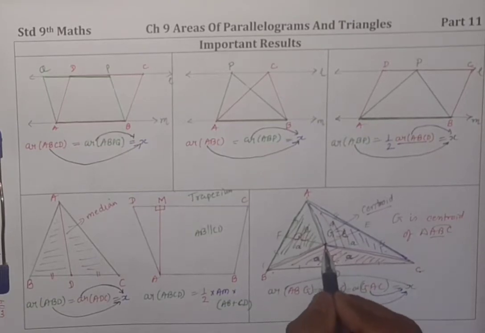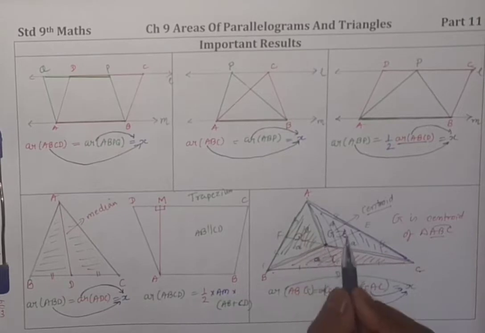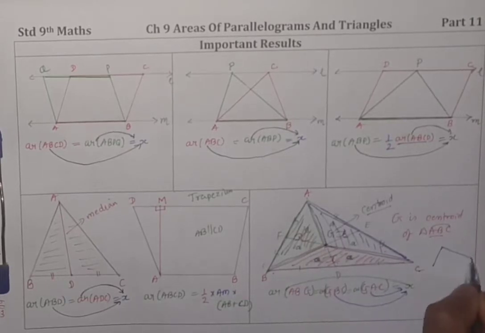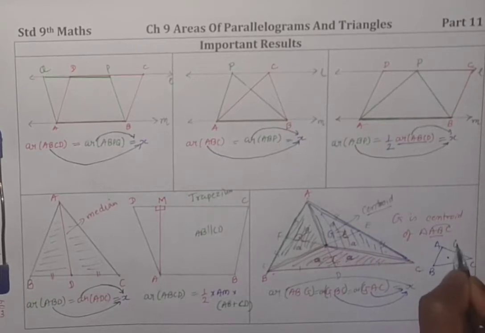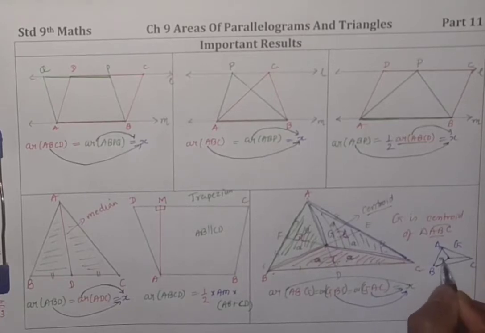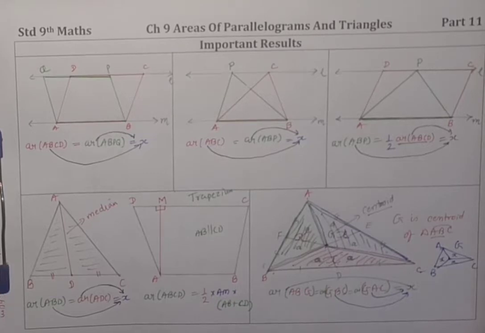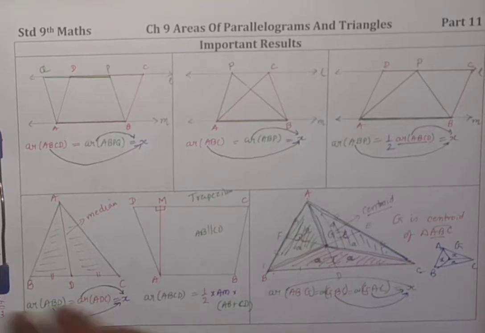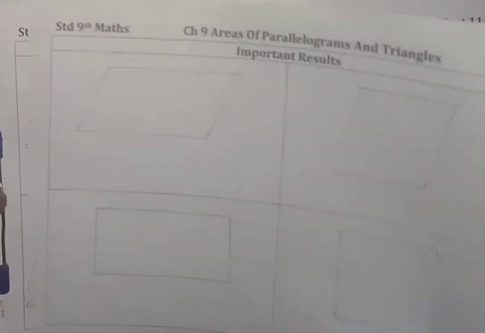But the area of triangles formed by the centroid, see this, I'm drawing it again. Here is one triangle ABC. And I take G, the centroid. If you join the centroid with the vertices, you get three triangles. And the measure of area of each triangle is equal. Areas are equal and each is X. Clear, children? Okay. Plenty of results to be learned before we solve the objective questions.